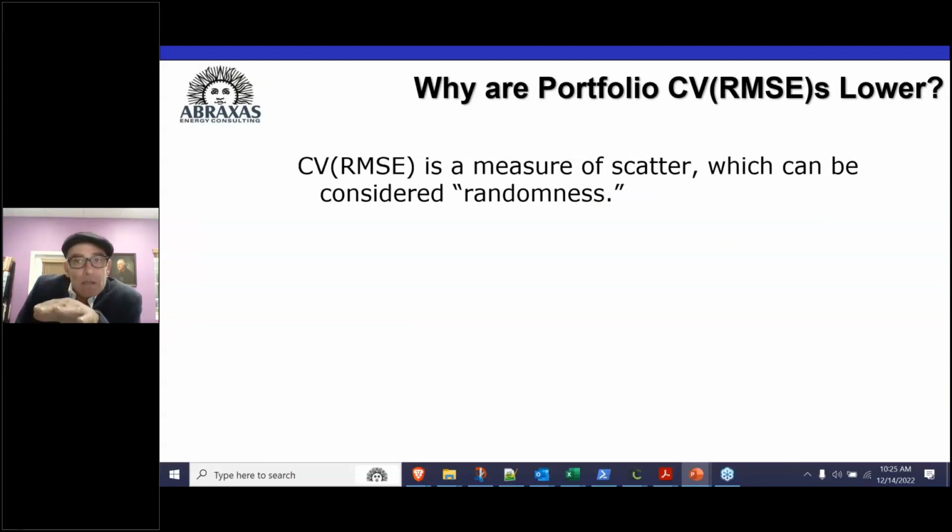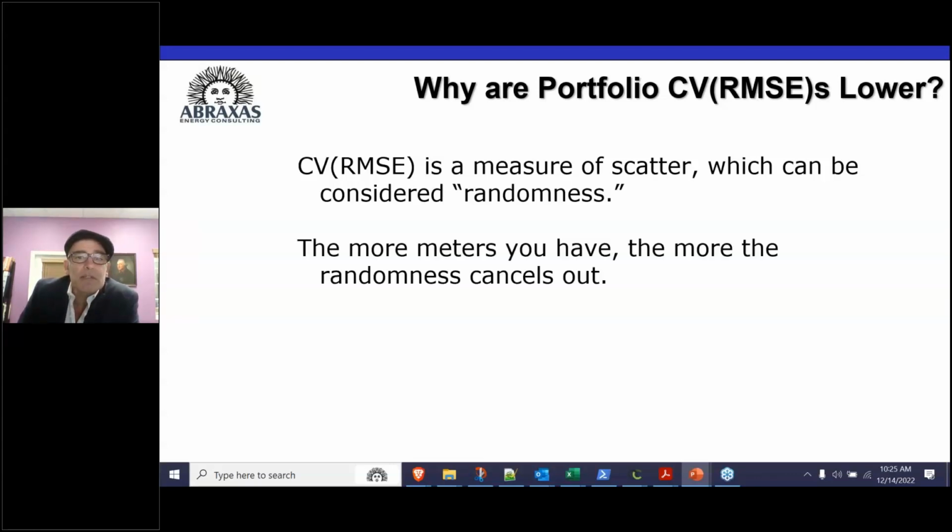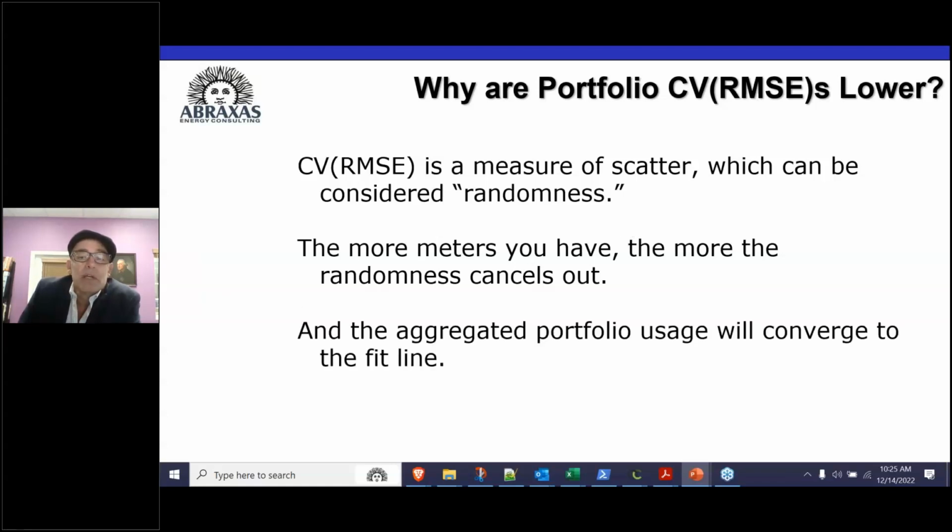All right. So why are these portfolio CVRMSEs lower? I'm sure almost all of you can guess, but I'm going to say it anyway. CVRMSE is a measure of scatter, randomness. People leave the lights on, they change the temperature set point in the zones, whatever, just little things. And the more meters you have, the more this randomness cancels out. That's the whole point. The aggregated portfolio usage converges to the fit line, or in other words, your scatter decreases. You have less and less scatter, and your CVRMSE goes down quite a bit.